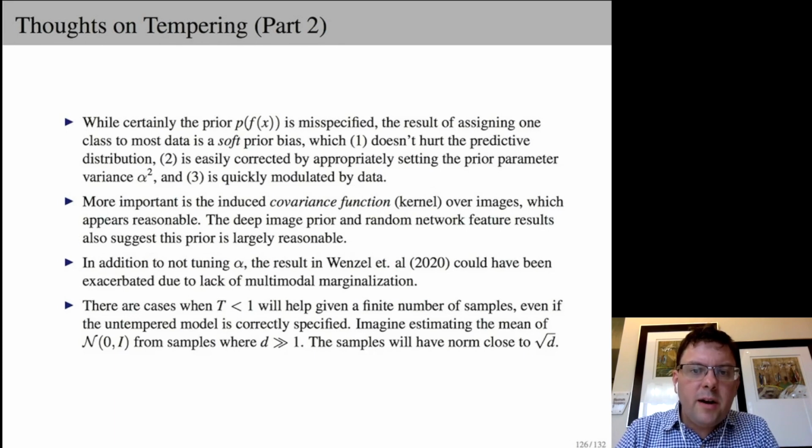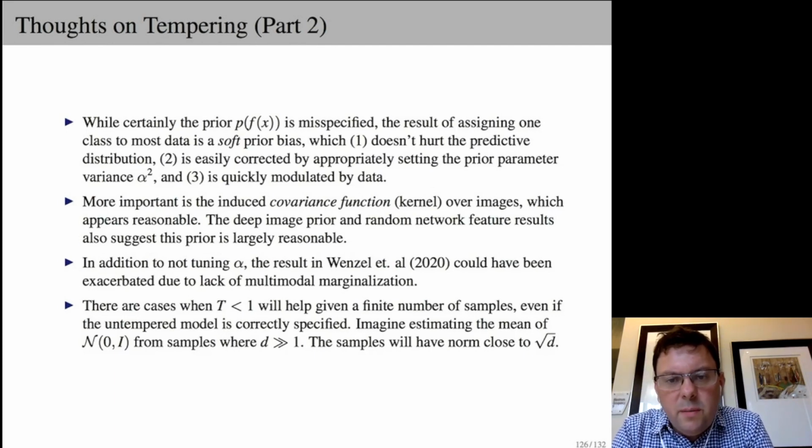Now, while the prior p(f) is certainly misspecified in most cases in Bayesian deep learning, the result of assigning one class to most data is really a soft prior bias, which 1, doesn't hurt the predictive distribution, 2, is easily corrected by appropriately setting the prior parameter variance alpha squared, and 3, is quickly modulated by data. What's much more important is this induced covariance function over images. In addition to not tuning alpha in this whole posteriors paper, the results could have been exacerbated due to lack of multimodal marginalization, which we've shown is extremely important for generalization.